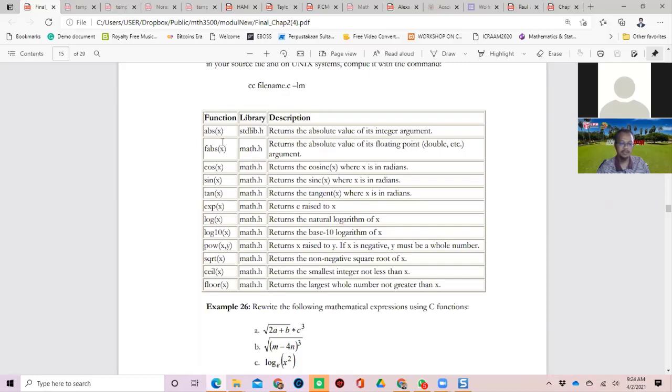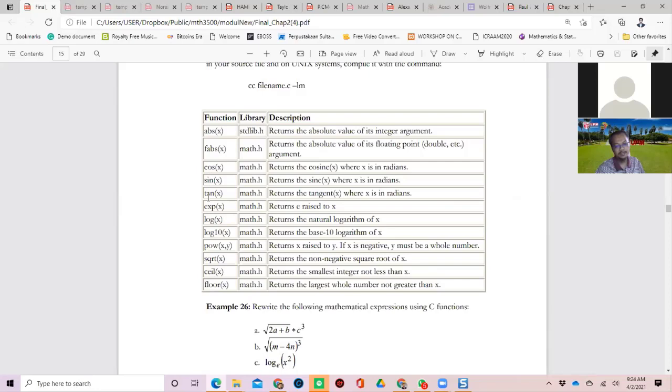What is the difference between number one and number two? Number one, x is a floating number. The other one, x is an integer number. F for float, abs for integer. But the library is different: math and stdlib, the standard library.